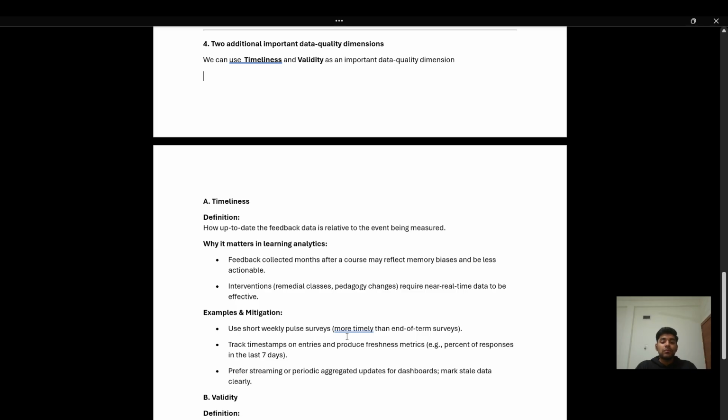Track timestamps on entries and produce freshness metrics, like the percent of responses in the last 7 days. Prefer streaming or periodic aggregated updates for dashboards that mark data age clearly.